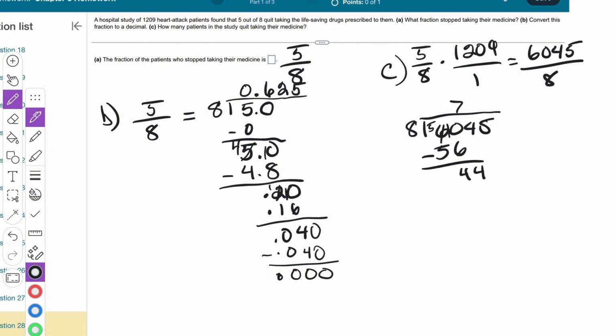And if I do this perfectly, we borrow. So 44. This would be 5. 5 times 8 is 40. Subtract, get 45. And then 8 into 45 again is 5. 5 times 8 is 40. So you have a remainder of 5, which makes sense. So 755 and 5/8 would be your answer. So 755 and 5/8 of patients are the ones who stop taking their medication.